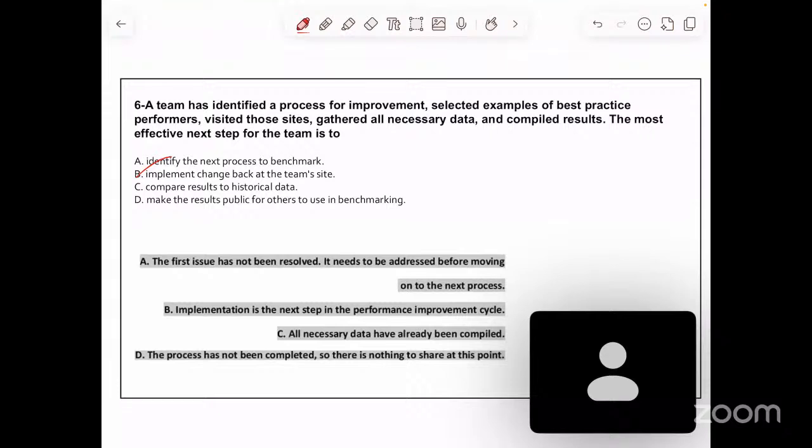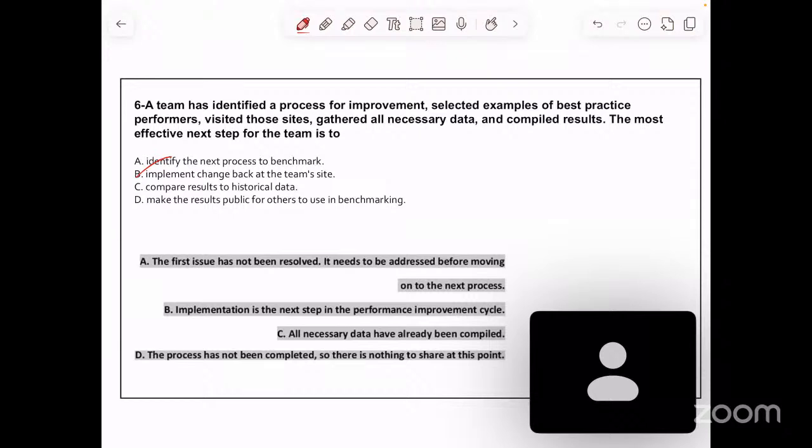Okay, so if you encounter the question in your exam, what would be your answer here? Letter A, the first issue has not been resolved. It needs to be addressed before moving on to the next process. B, implementation is the next step in the performance improvement cycle. C, all necessary data have already been compiled. D, the process has not been completed, so there's nothing to share at this point. So what's your answer here?